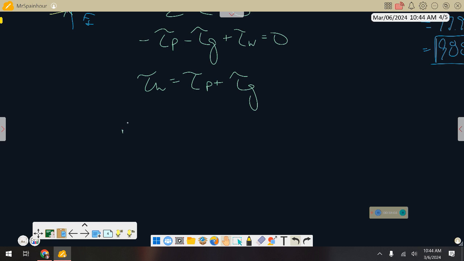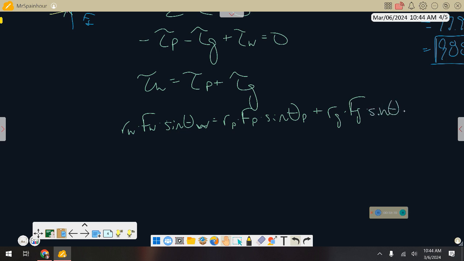So here it is. It's the lever arm of wall times the force of wall times the sine theta of wall, equal to the lever arm of person times the force of person times the sine theta of person, plus the lever arm of gravity times the force of gravity times the sine theta of gravity. And usually this is the spot where I start to go like, well, let's at least cancel the sines that cancel. Do any of the sines cancel? Nope. How come?